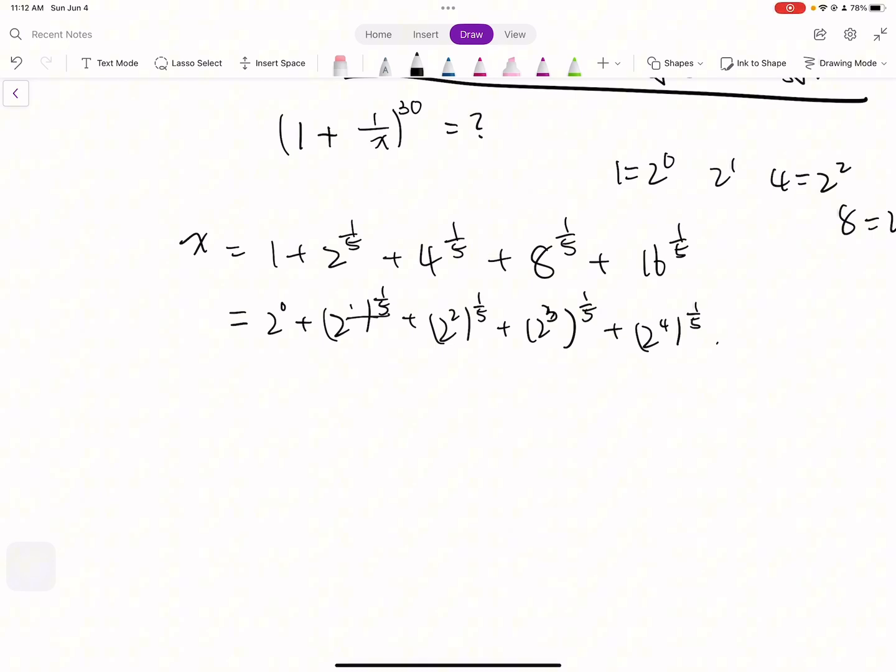Right. And then, according to the exponential law that we've learned in grade 9, we can actually switch the power inside and outside the bracket. So let's do that.